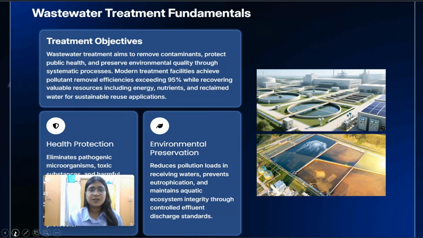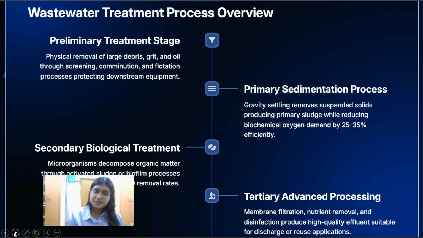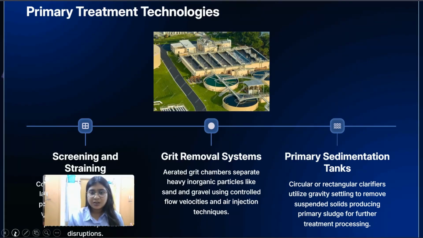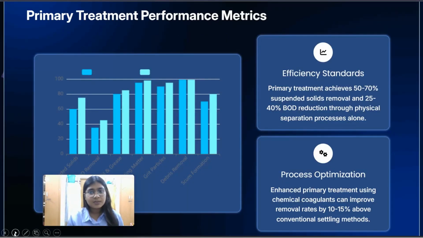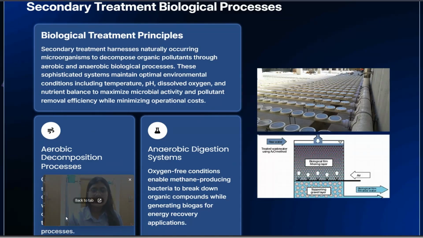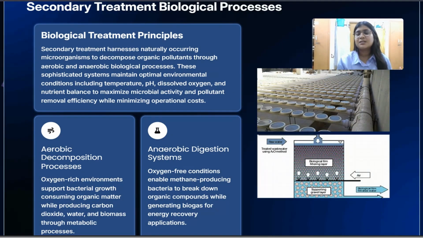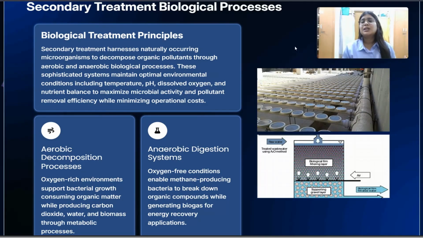This is the wastewater treatment fundamentals, which came in the introduction: wastewater characteristics and compositions, wastewater treatment processes overview, primary treatment technologies, primary treatment performance metrics, primary treatment equipment and components. From here I'll start explaining, because all the previous slides which I skipped are the introduction, overview and primary wastewater treatment. So from here we have secondary treatment, biological processes.